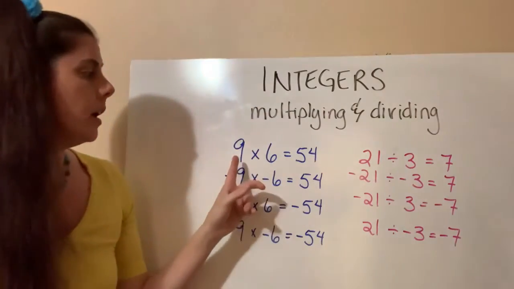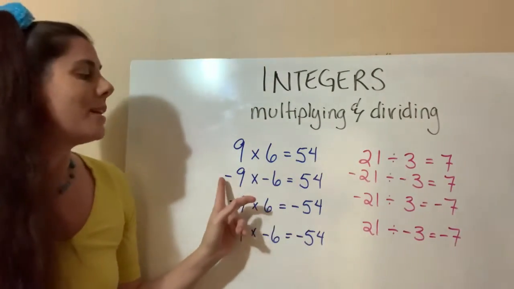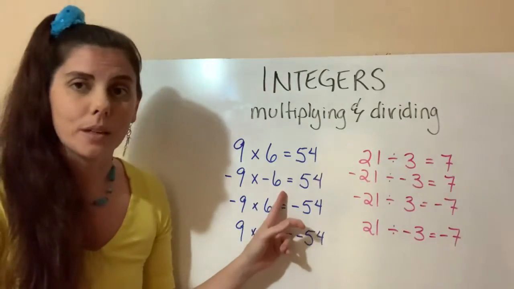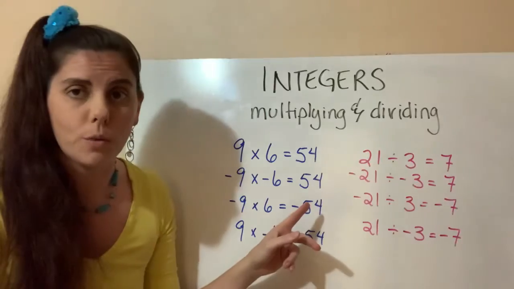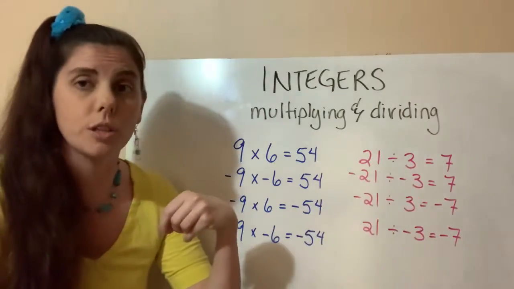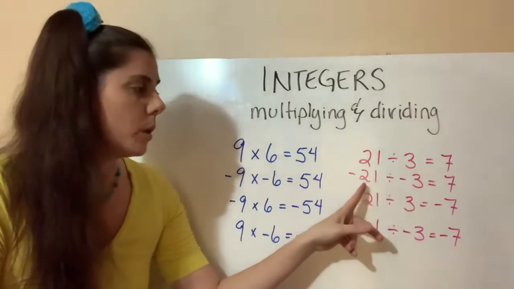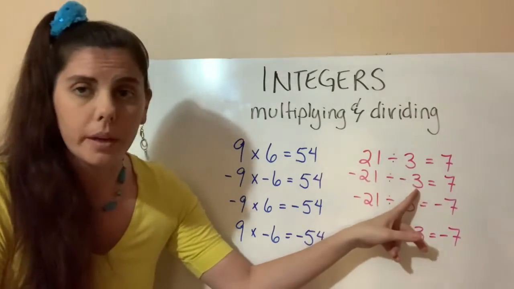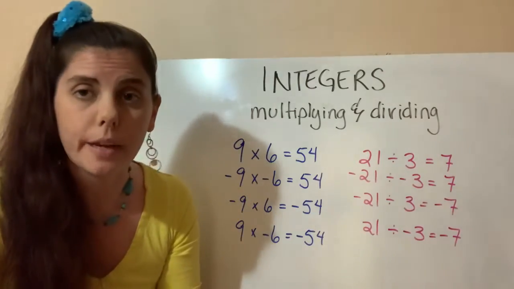So let's look at that. We have a 9 times a 6, and then we have a -9 times a -6. Both of those answers will equal a positive 54. Same thing with division. We have a 21 divided by 3 and a -21 divided by a -3. Both of those answers will be a positive 7.